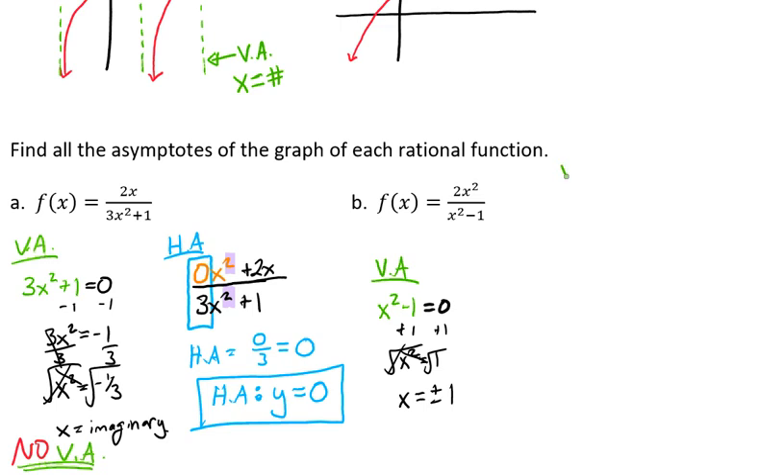So I'm able to say that I have 2 vertical asymptotes. I have x equals 1 and x equals negative 1. So I have the line x equals 1 and the line x equals negative 1.